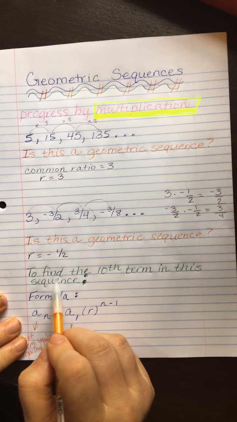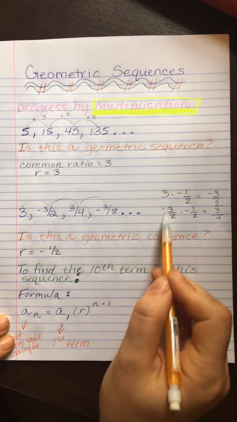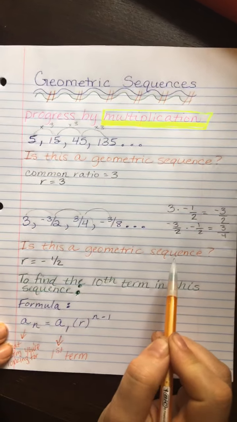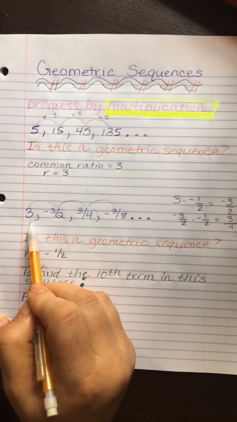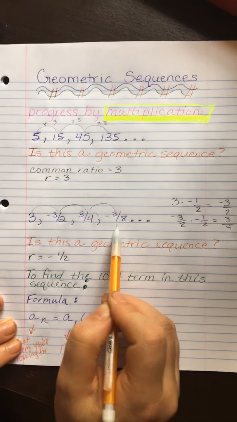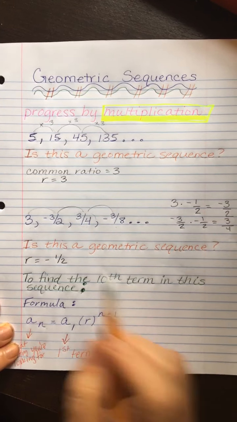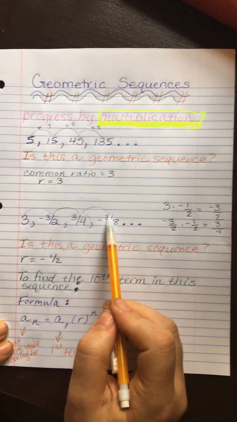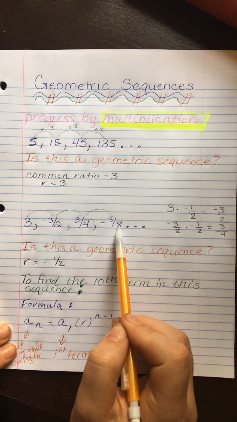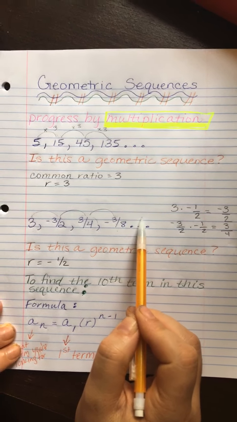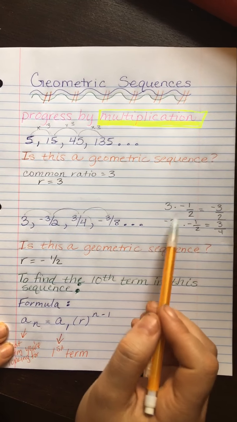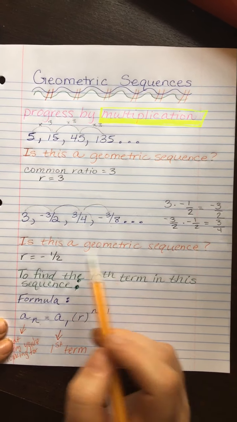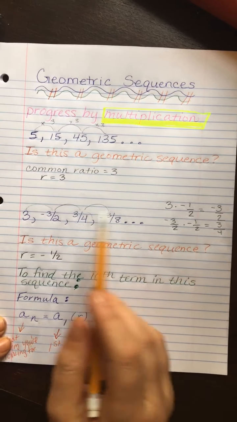So now let's just say that we had this sequence here and then they said, you need to find the 10th term in the sequence. So this is the first term, second term, third term, fourth term, and you had to keep going to find your 10th term. Well, you could do it the long way and keep taking each of these numbers: -3/2 times -1/2, and we'll find the 5th term, and then you keep going. But that would be really hard if you had to find the 100th term in this sequence. That's too much work.